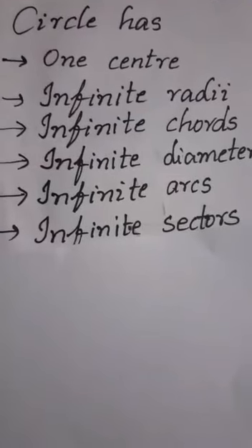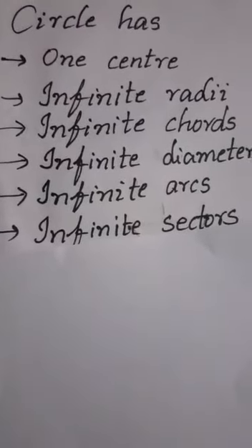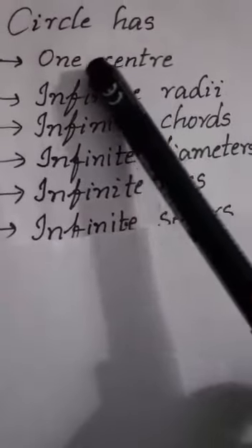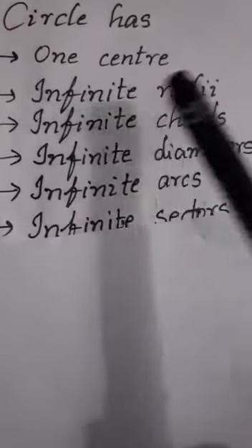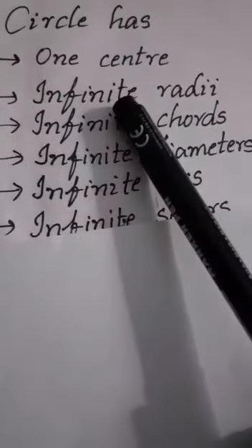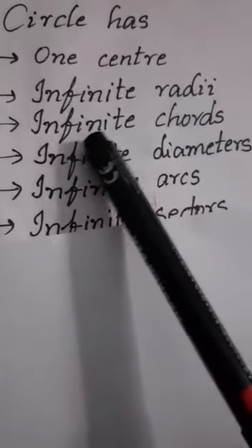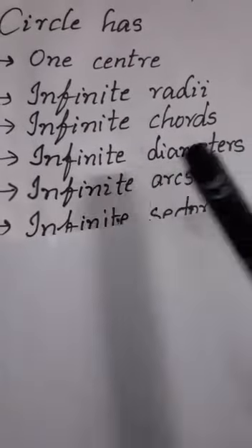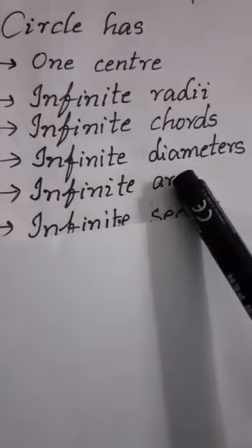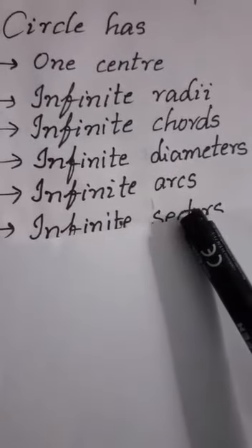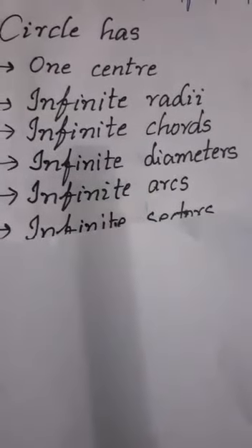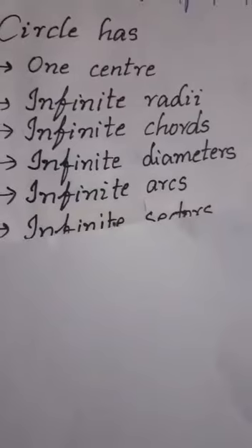Children, you understood these all? So once again I am saying, so how many centers does a circle have? A circle has only one center. And how many radii? Infinite. Chords? Infinite chords. Infinite diameters. Infinite arcs. Infinite sectors. Only the center is one. Remaining all these are infinite only. Children, you understood these all?